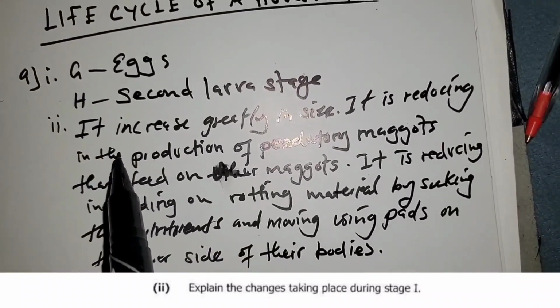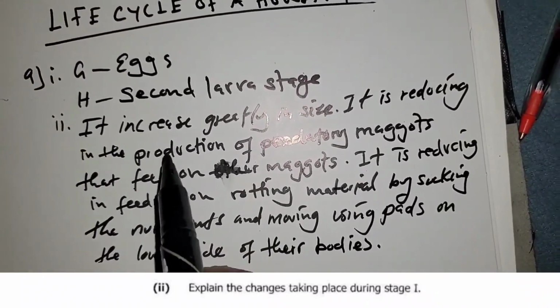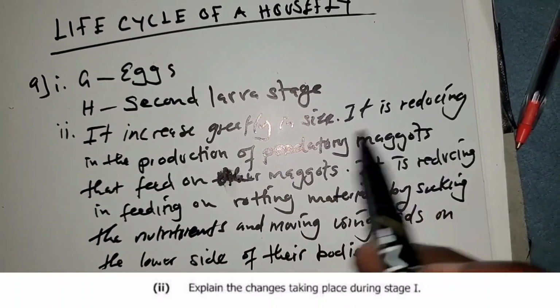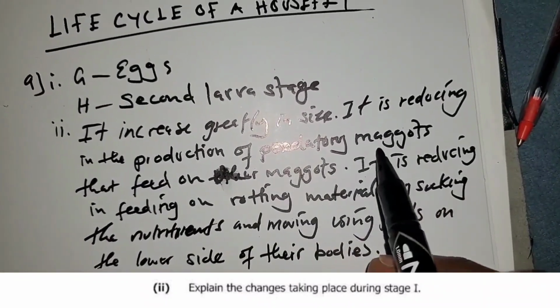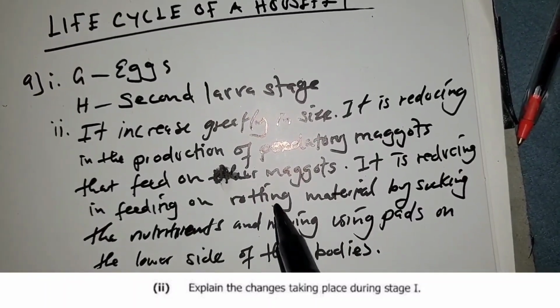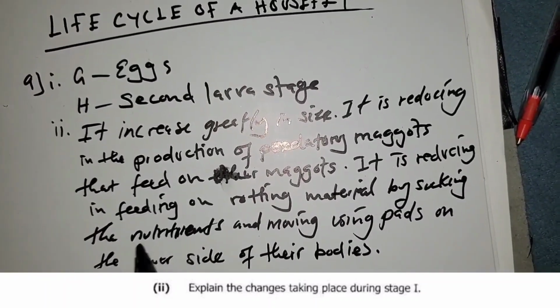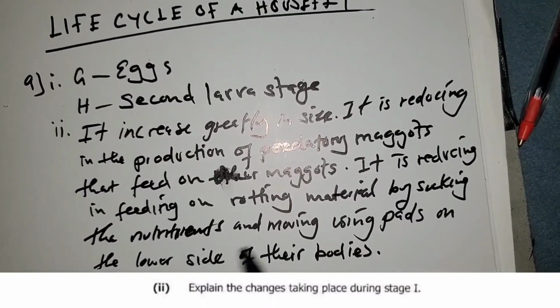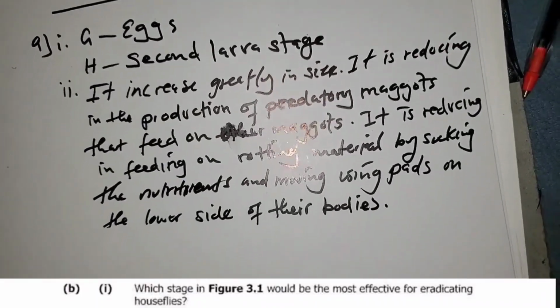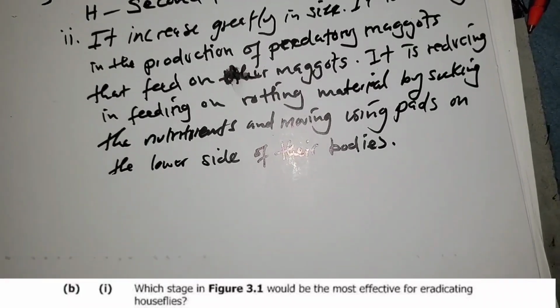So the changes that take place during stage I is that it increases greatly in size. It is reducing on the production of predatory maggots that feed on other maggots. It is reducing in the feeding of rotting material by sucking their nutrients and moving using pads found on the lower side of their bodies. Next question.